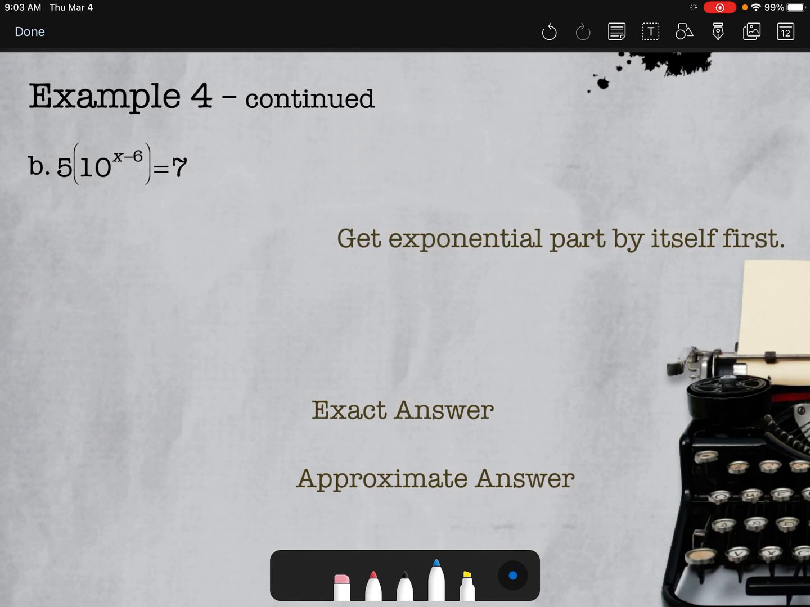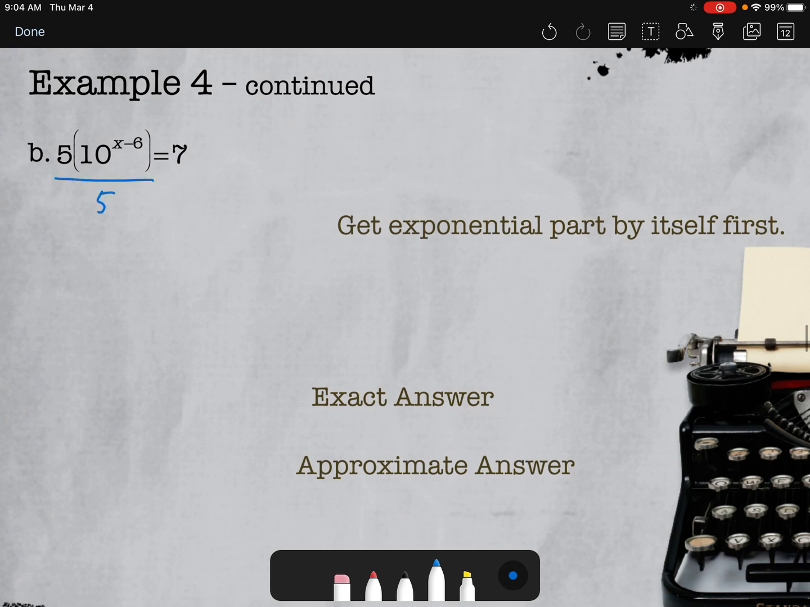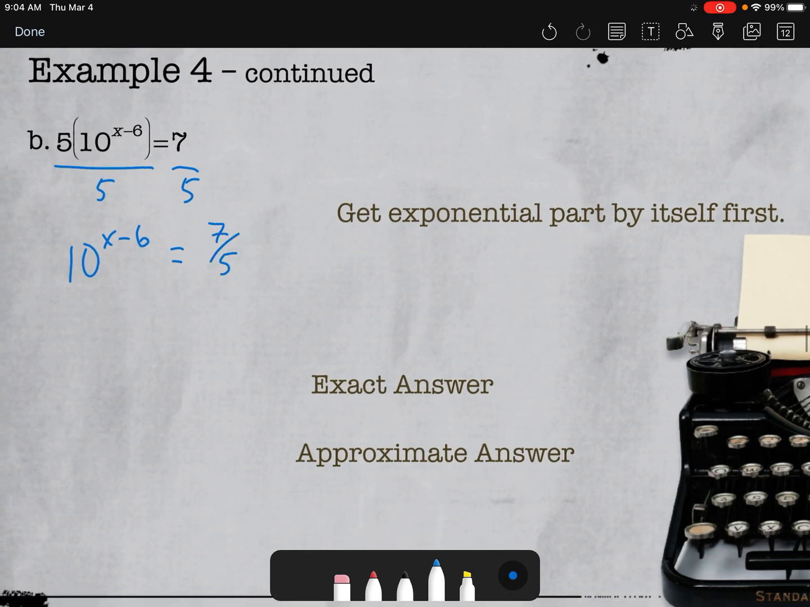Okay, now, let's say we don't have this nice, tidy answer like we had before. We have a 5 in front. So we have to get the exponential part by itself first. So that leads us to this. Do not put that in decimals yet. You get 10 to the x minus 6 equals 7/5. Now that's impossible to solve exponentially. So you have to take the logarithm or natural logarithm of both sides.